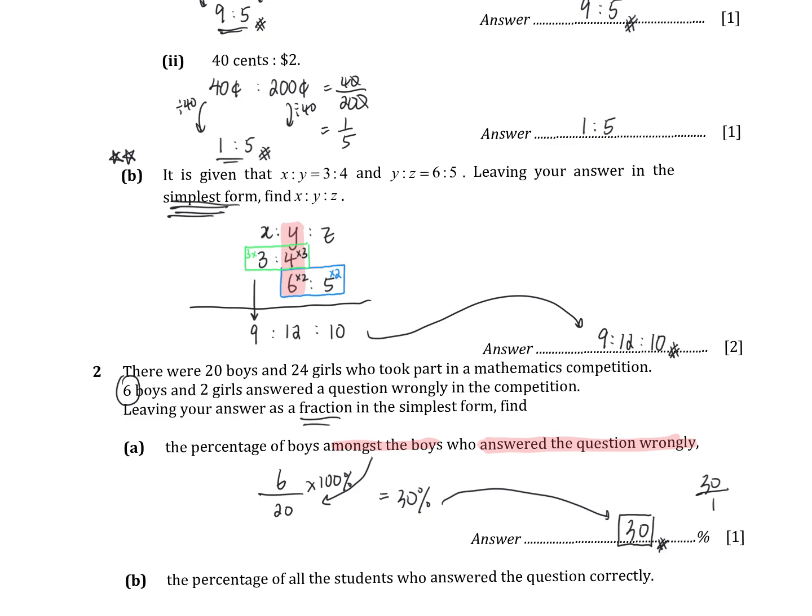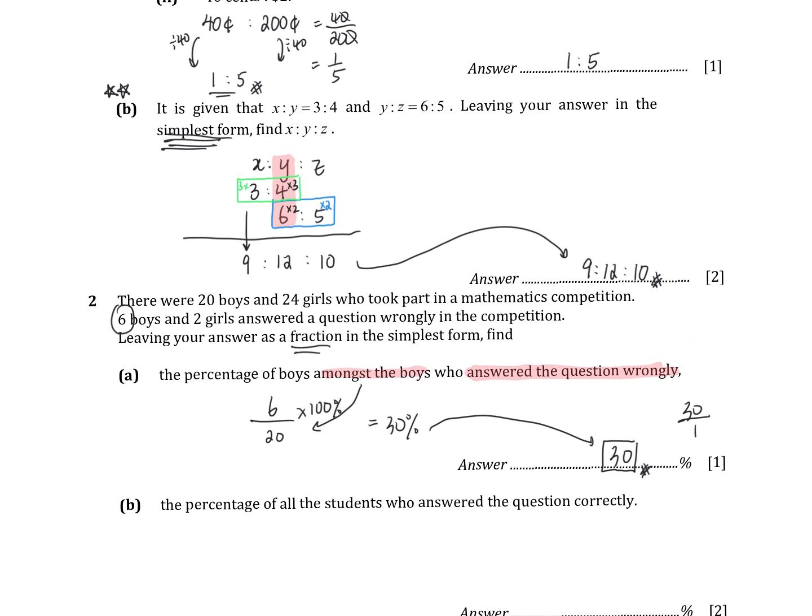Okay, next one. This one, a lot of you were very careless. They say answer correctly. They don't want the wrong ones. They want the correct ones. So the correct ones are, the total is 44. Okay, the wrong ones are 8.